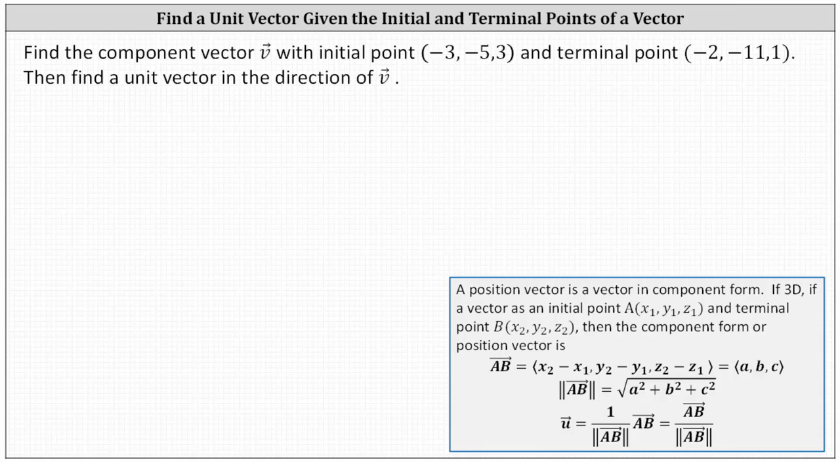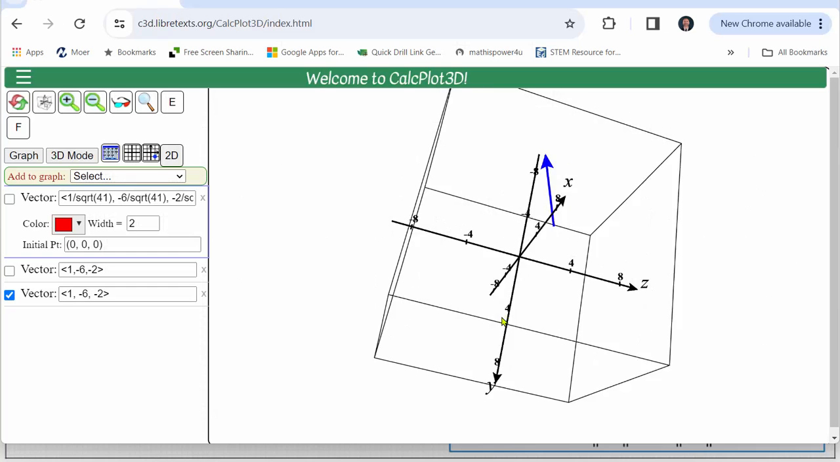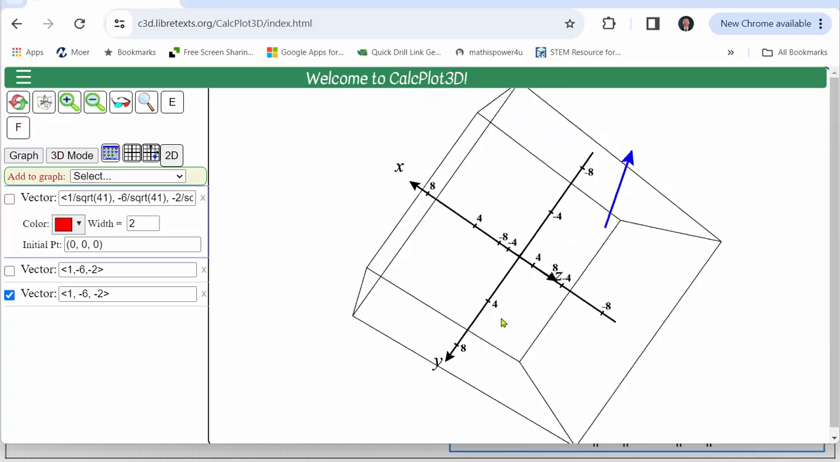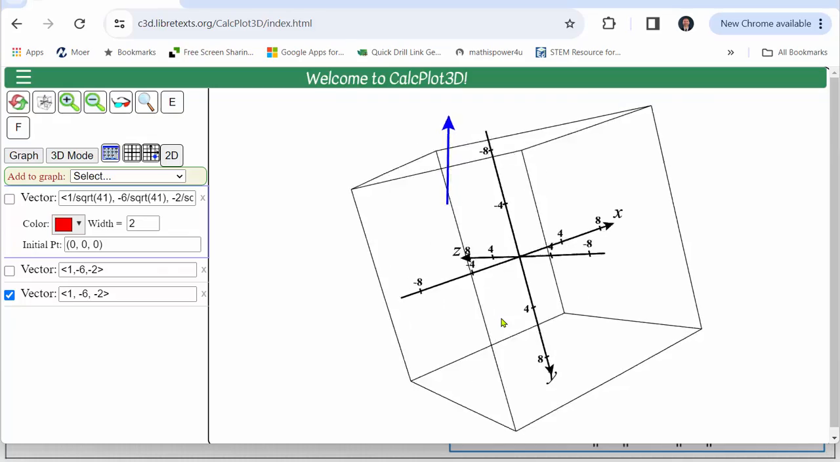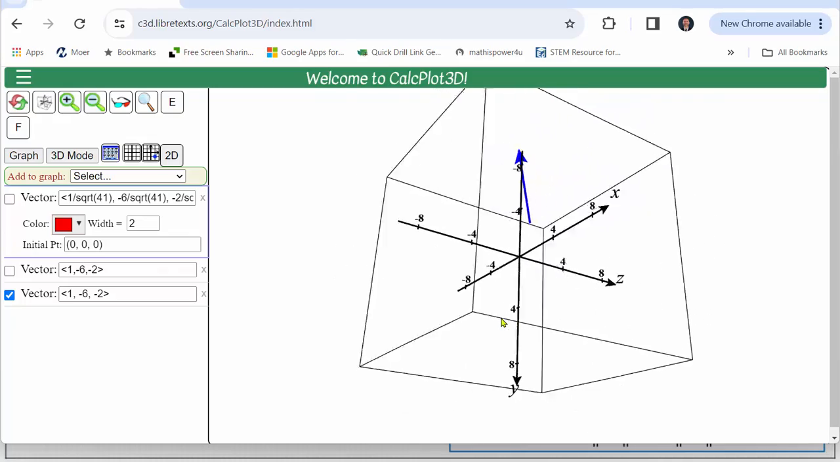We're asked to find the component form of vector v with initial point at (-3, -5, 3) and terminal point at (-2, -11, 1), and then we're asked to find the unit vector in the direction of vector v. To begin, let's take a look at vector v in space. Here we see a vector v in space with initial point (-3, -5, 3) and terminal point (-2, -11, 1).